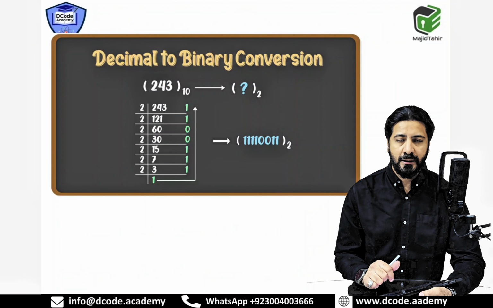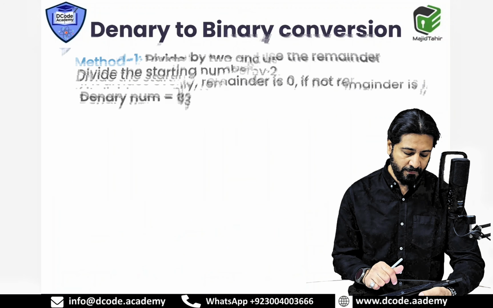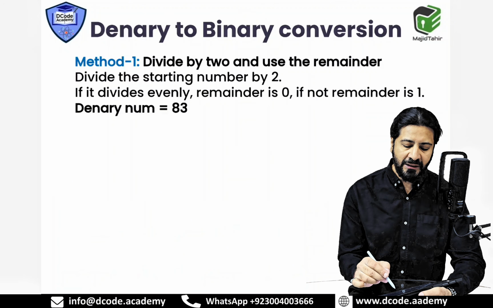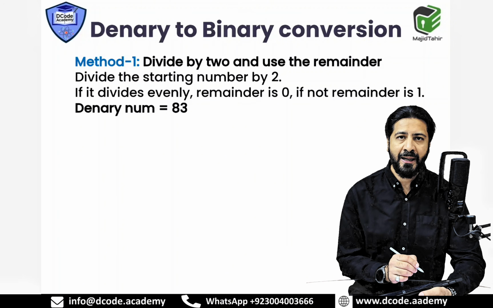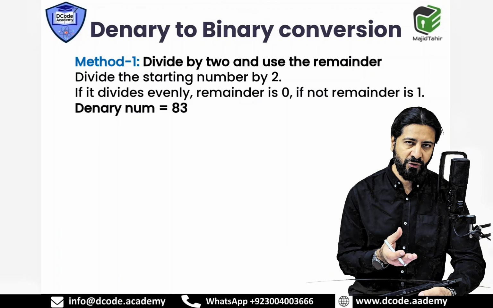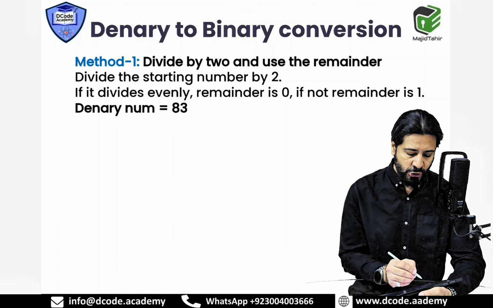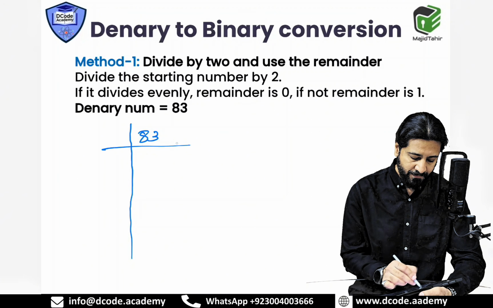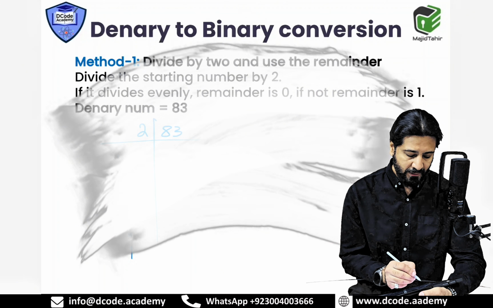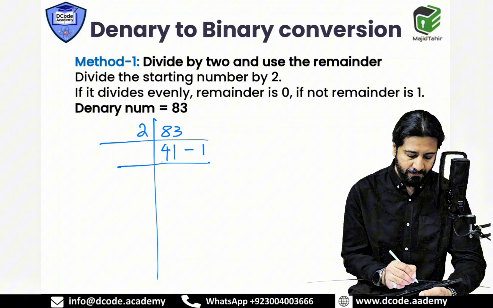Now let's start the conversion. So first of all, we are going to do decimal to binary conversion. There are two methods of converting the numbers. So first method is by dividing the Denary number with the base of binary number, which is 2. So first of all, we have 83. Let's see, 83 is to be divided. So 2 times 41 gives us 82, and then 1 goes in the remainder.